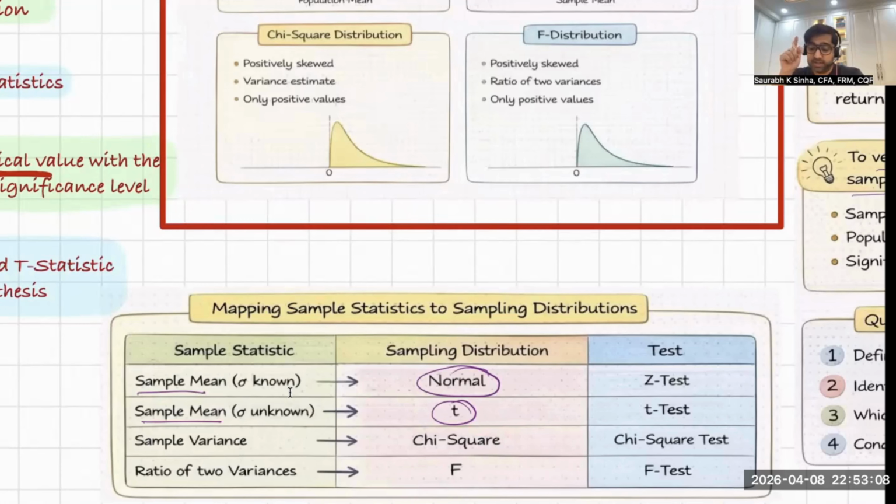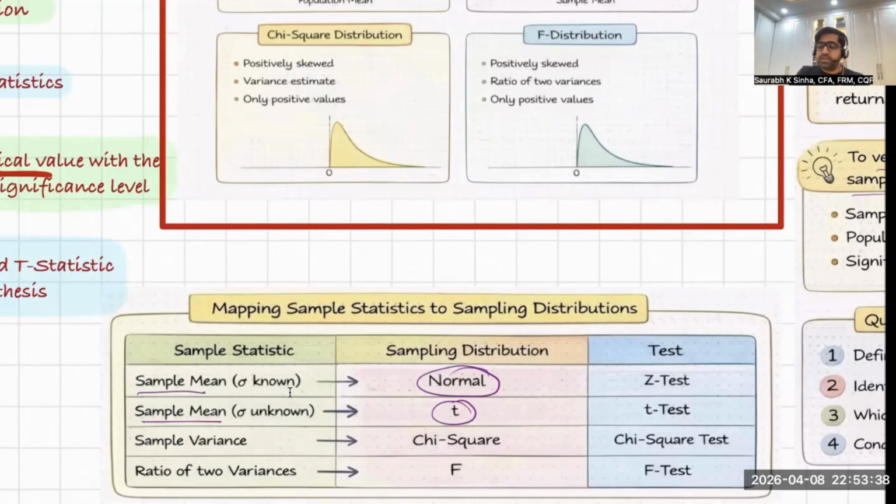But in the question, if they say you have to compare the variance of two different entity, for example, they will say, okay, the variance of Nifty is 7% and variance of S&P 500 is 8%. Two different entity variance. If you're comparing, you will always use F distribution. So what is the summary? Sample mean, normal distribution or t distribution. Sample variance, chi-square distribution, ratio of two variance or the comparison of two variance, then F distribution.